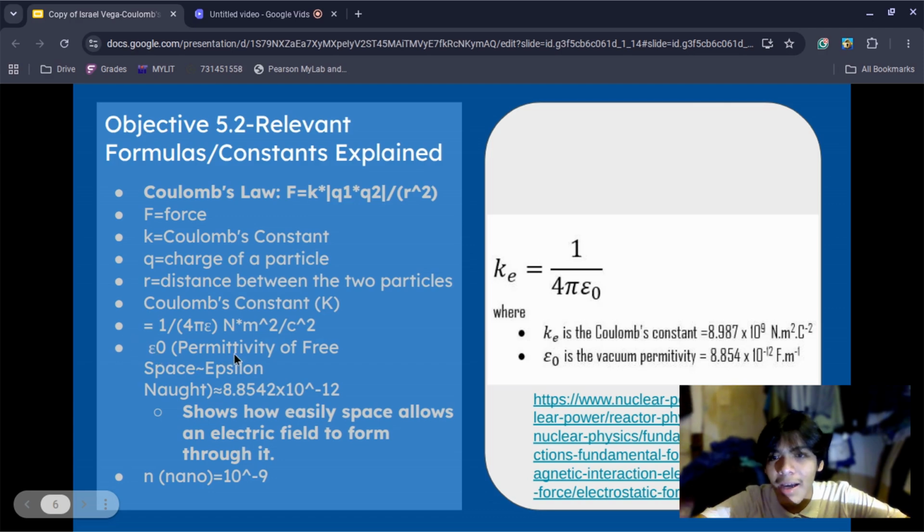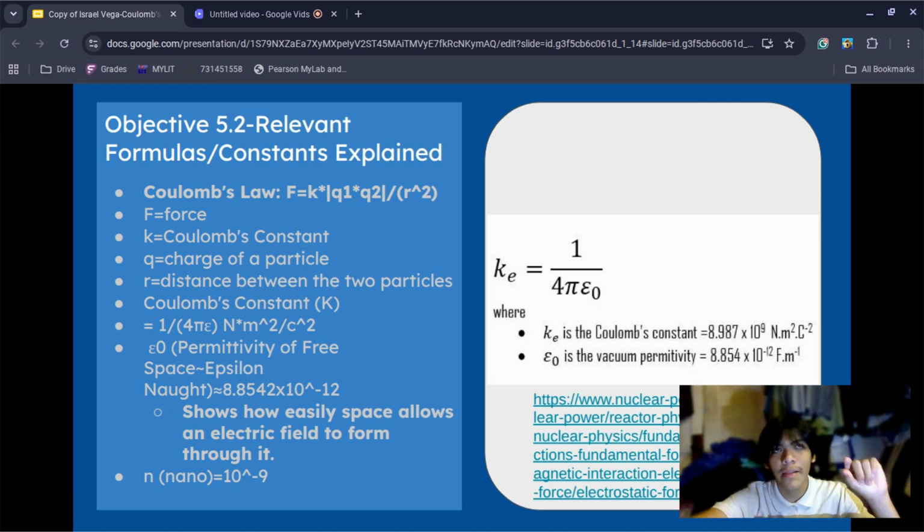And epsilon naught is given by the permittivity of free space, which can be written out as 8.8542 times 10 to the negative 12. And this quantity just shows how easily space allows an electric field to form inside of it. So think of it, imagine the electric force between the two particles. And then nano is times 10 to the negative 9 whenever you need to convert these units.